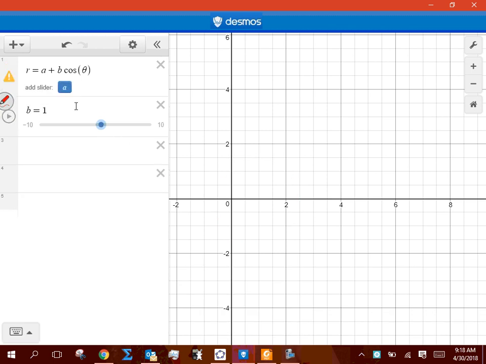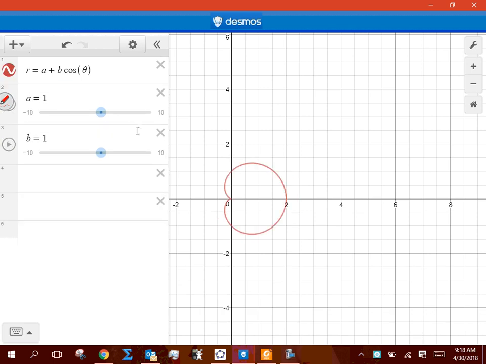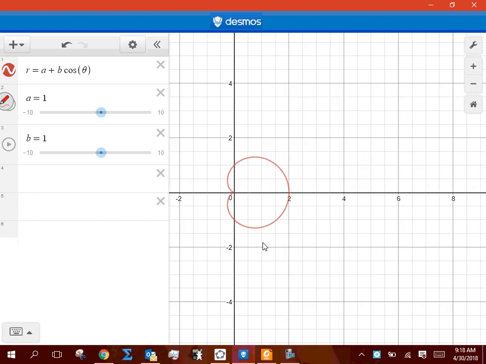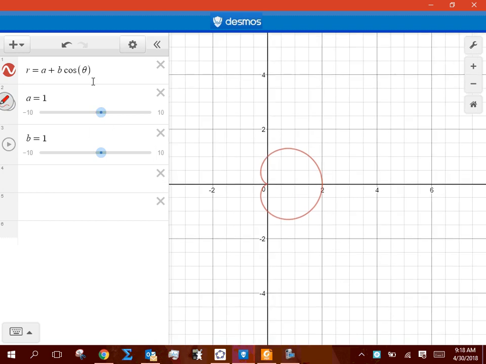Don't like how I did that. There you go. So now they're the same. So it's still a cardioid, so it's still 1 plus 1 cosine. But now if I make that number get bigger, it starts to look more circular, right? But it's not a circle. We'll talk about this as we move on.